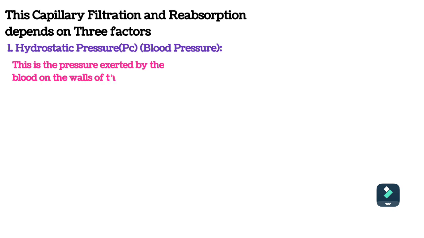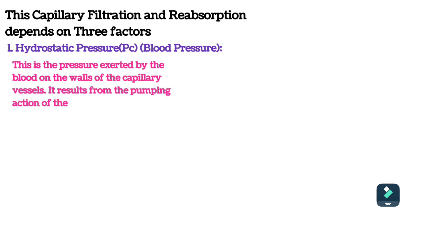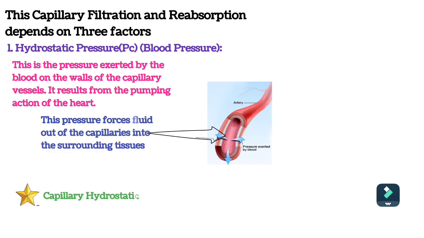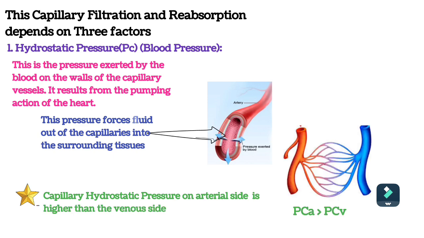Capillary filtration and reabsorption depend on 3 factors. 1. Hydrostatic pressure, PC. This is actually blood pressure. It is the pressure exerted by the blood on the walls of the capillary vessels, resulting from the pumping action of the heart. This pressure forces fluid out of the capillaries into the surrounding tissues. Normally, capillary hydrostatic pressure on the arterial side is higher than on the venous side.